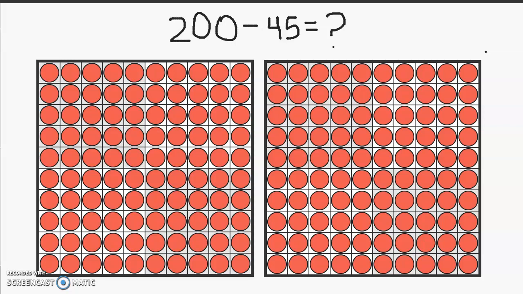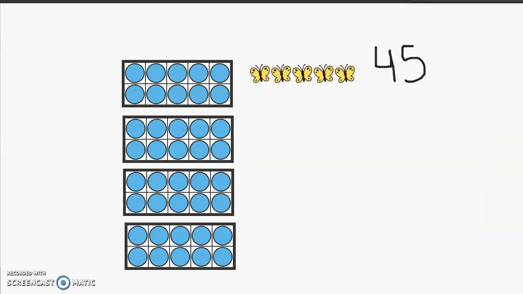My problem is 200 minus 45. A second grader would start by building the number 200, which is shown here. The 200 is made up of two 100 cubes, which together is 200. They will then begin to think about 45. 45 is made up of 4 tens and 5 ones.